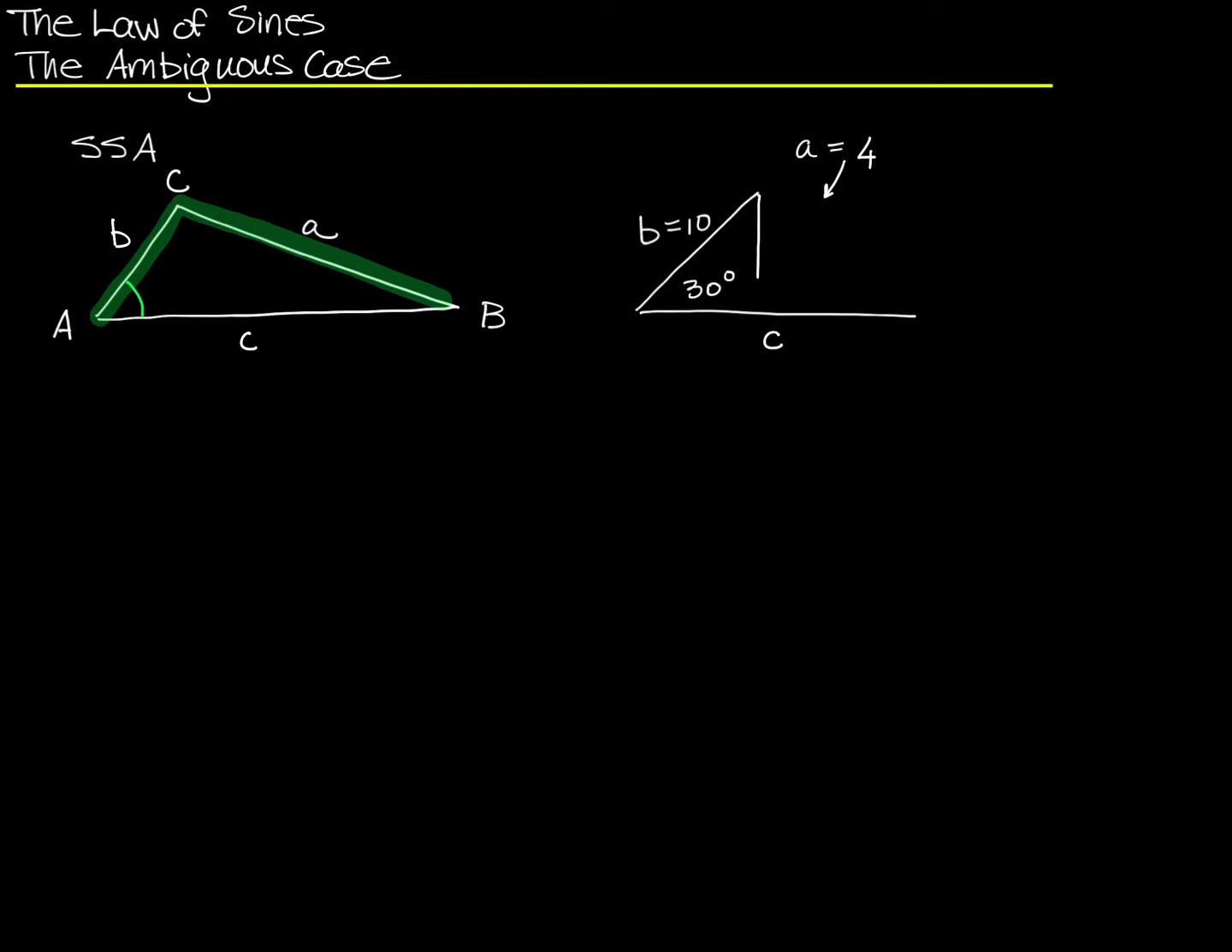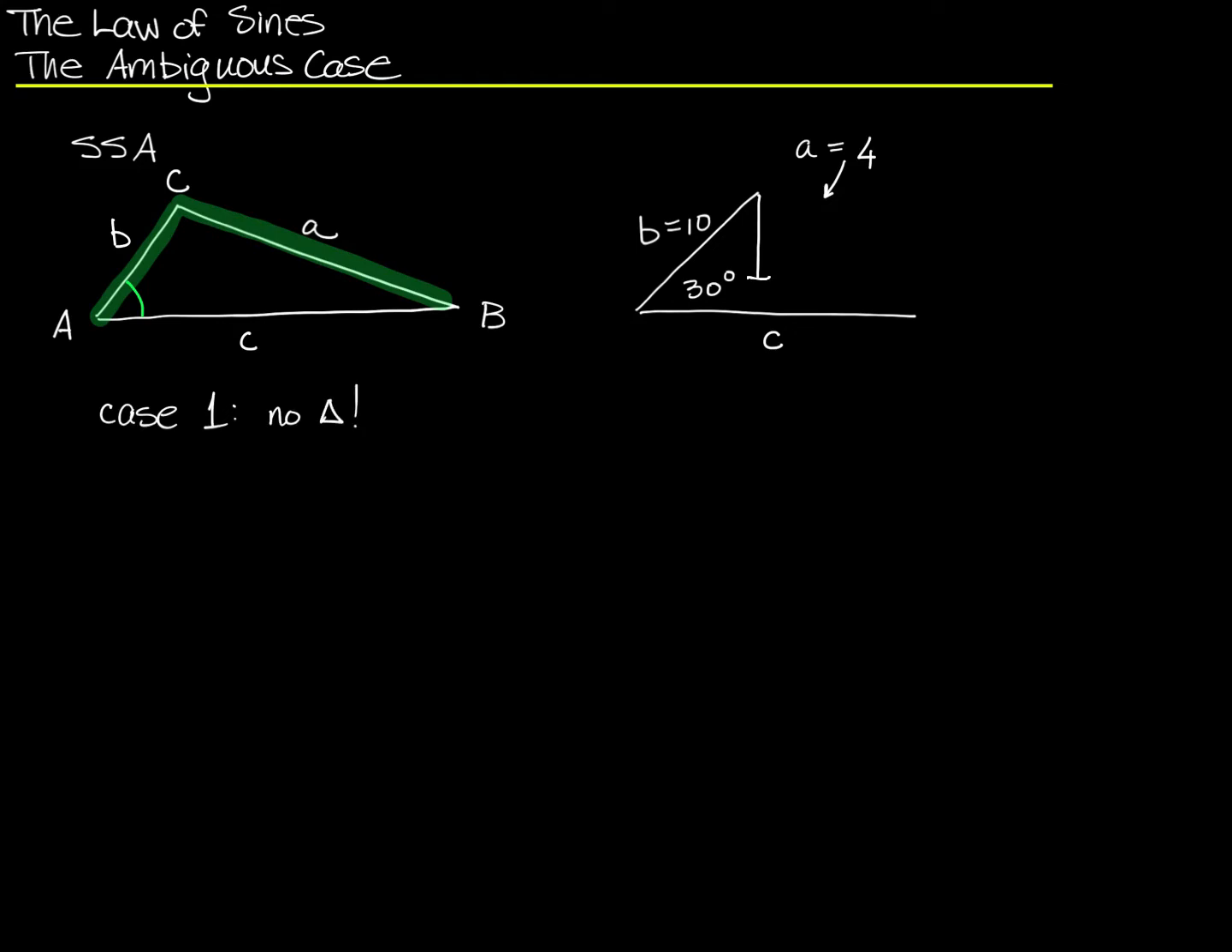So this side isn't long enough to reach the bottom side, side C. So there's one case at least where there's no triangle formed. We'll call that case 1, no triangle.